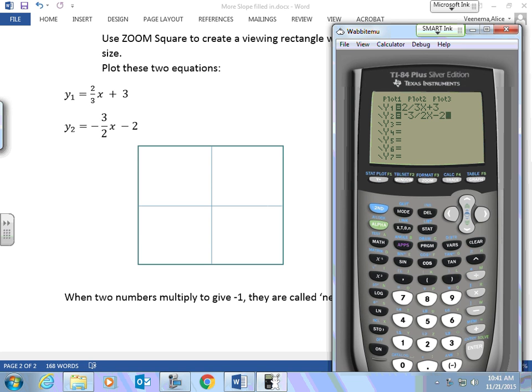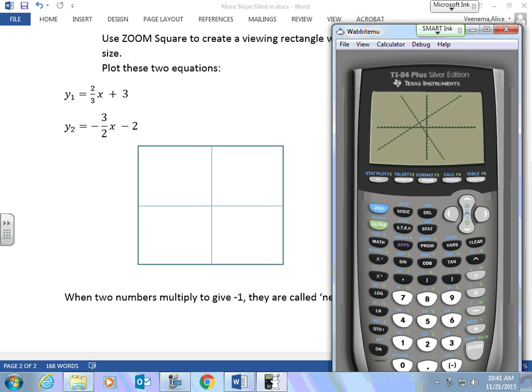I want to set the window a little bit differently because when I use the negative 10, 10, 1 viewing rectangle, because the screen on the calculator is a rectangle and not a square, it stretches the x's out more than the y's, so the x's and the y's don't have exactly the same size. So the way to do that with these calculators would be to hit zoom and number 5, which is square. So zoom square. So there's the first line, and there's the second line.